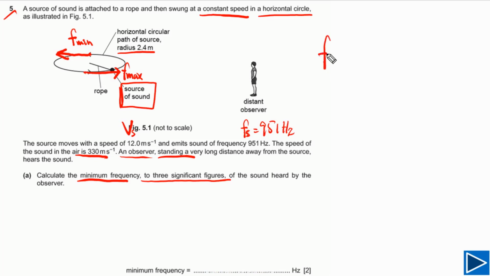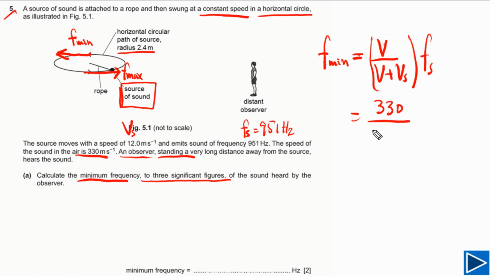The question is asking us to find the minimum frequency, so we need to simply use the Doppler equation when the source is moving away and the listener is at rest. So f minimum in this case will be equal to v over v plus vs times the frequency of the source. The speed of sound is given to us, and this v is the speed of sound, and vs is the speed of the source, that is equal to 12 meters per second, and the frequency of the source is 950 hertz. We simply need to solve this one to find the minimum frequency observed by this listener.